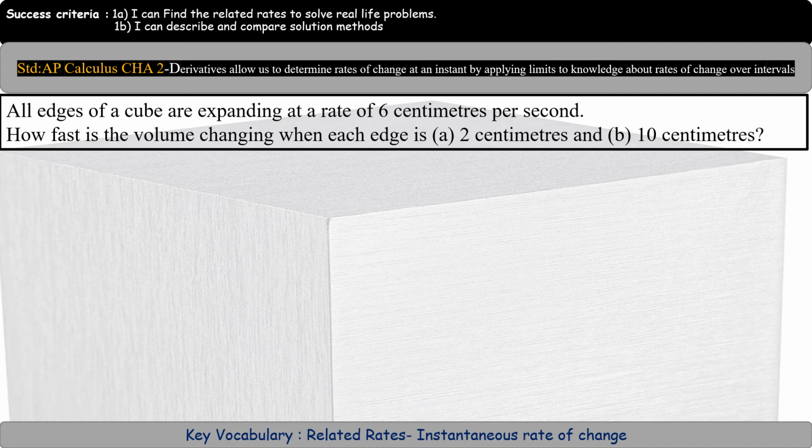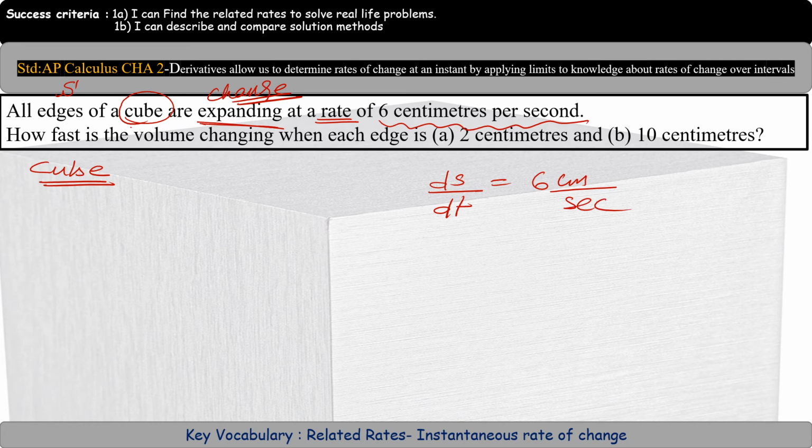Let's try to solve one more question. All edges of a cube are expanding. So here the shape is given as a cube. Expanding means something is changing at a rate, and here it means the edges, that is, the sides. So ds by dt, the rate of change of edges, is given as 6 centimeter per second. Now how fast is the volume changing? Volume changing means dV by dt you have to find out, when each edge, you know edge means sides, is, in part A, 2 centimeter and, in part B, 10 centimeter.